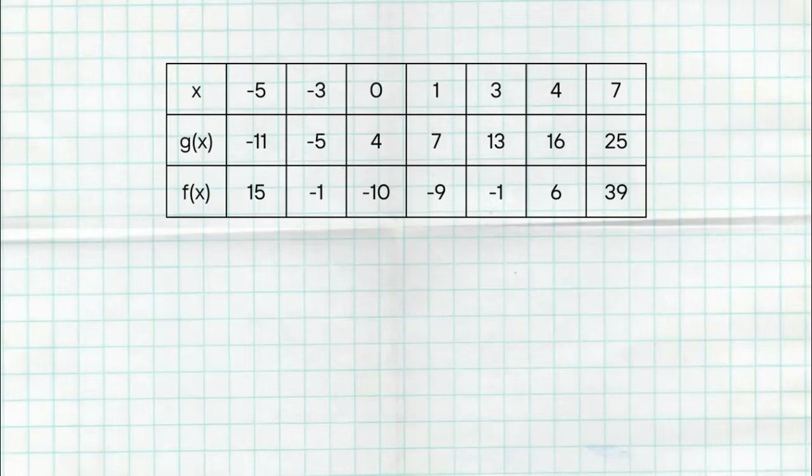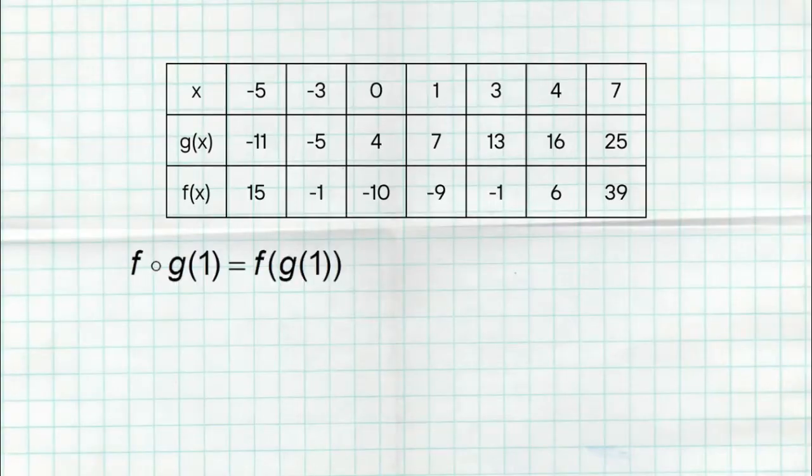So in this table, we have several different inputs: -5, -3, 0, 1, 3, 4, 7. And we have outputs for 2 different functions, g of x and f of x. So for example, if we have an input of 3, the output for g of x would be 13. The output for f of x would be -1. Now we could use a table like this to do lots of simple compositions of functions.